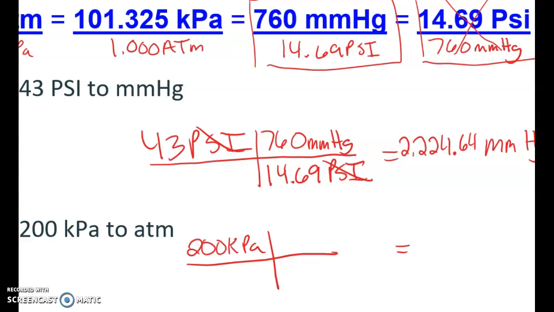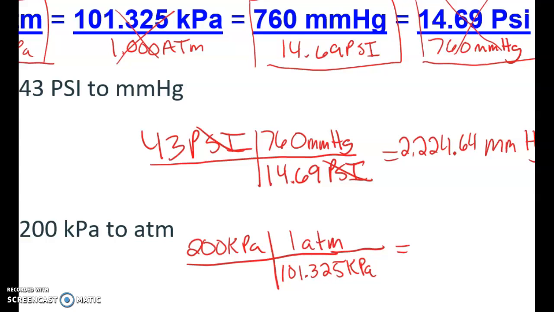Now, if I look, kilopascals needs to end up on the bottom, right? Because I want to be left with atmosphere. I can't cancel units unless they're on the bottom. So it's not going to be this one. I'm going to have to use this guy as my conversion factor. So 101.325 kilopascals is on the bottom, and that's equal to 1 atmospheric pressure. They're equal to each other.